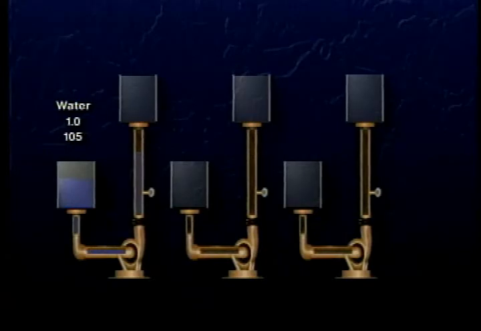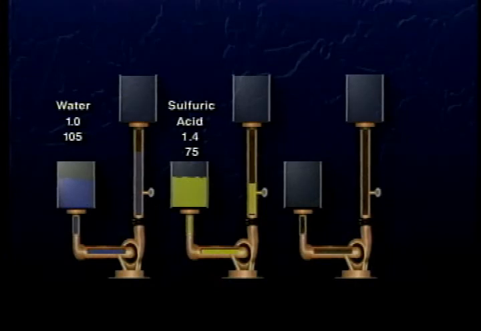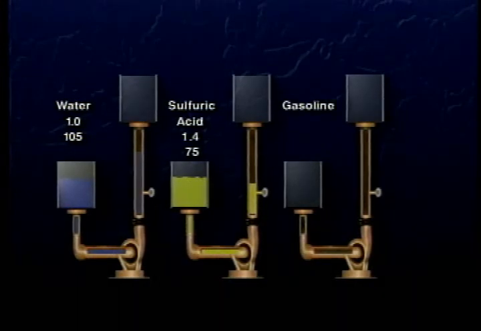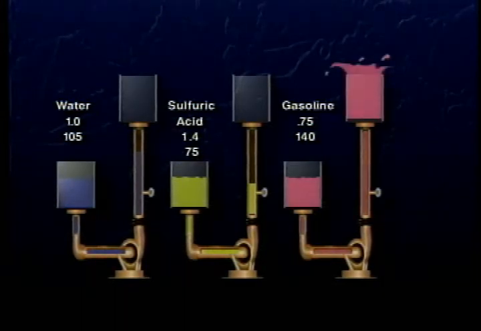For example, sulfuric acid has a specific gravity of about 1.4. If we put acid into this system, it would only reach a height of 75 feet. On the other hand, gasoline has a specific gravity of 0.75, so the same system would pump gasoline to a height of 140 feet without working any harder.